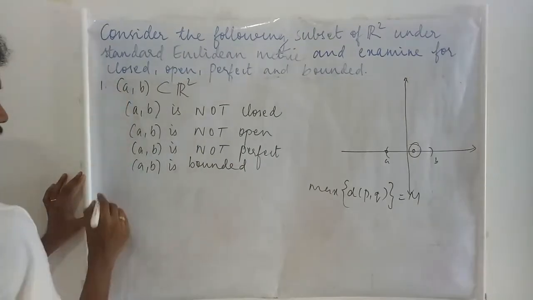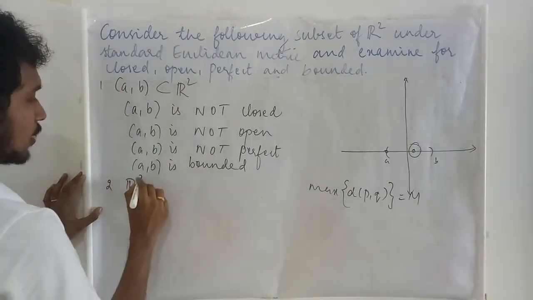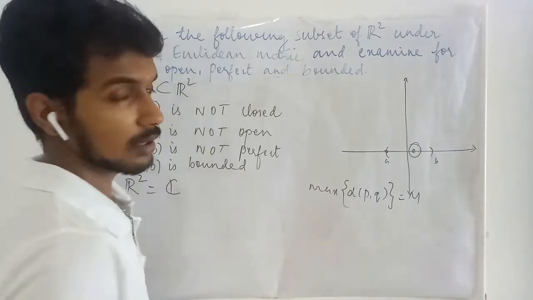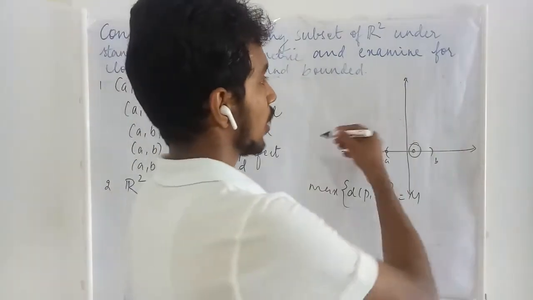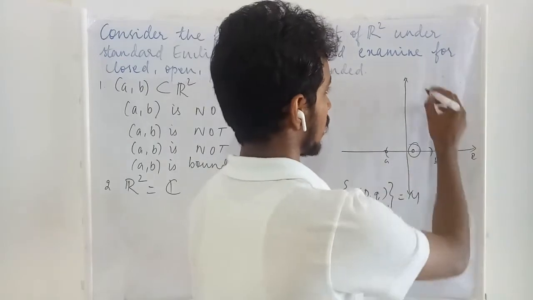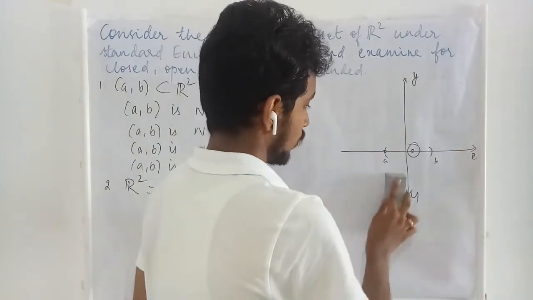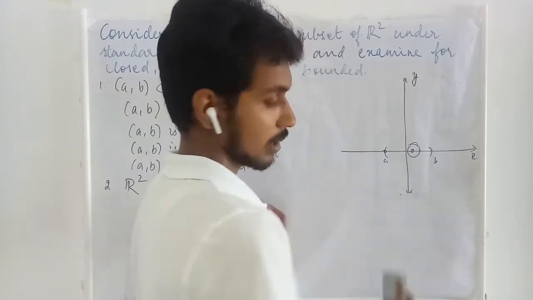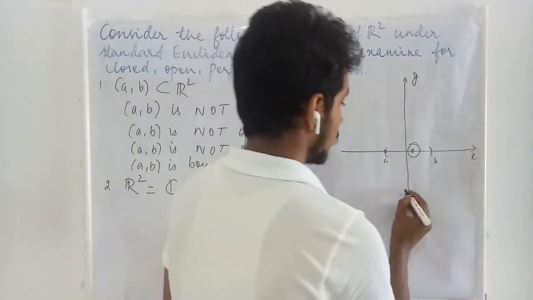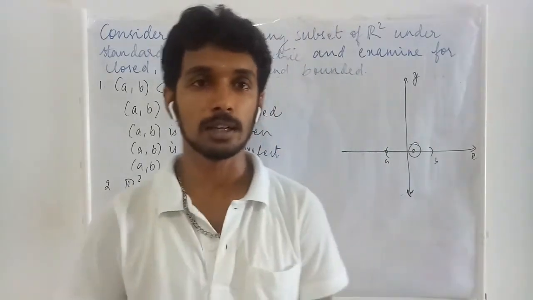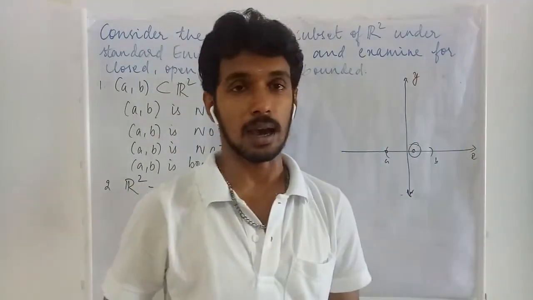The next example that we are going to consider is the entire R2, or we can consider this to be the set of all complex numbers too. All the points on this plane are to be considered in this case. Now we will see whether this is closed or not. Before checking that, let us try to identify the limit points of the entire R2.